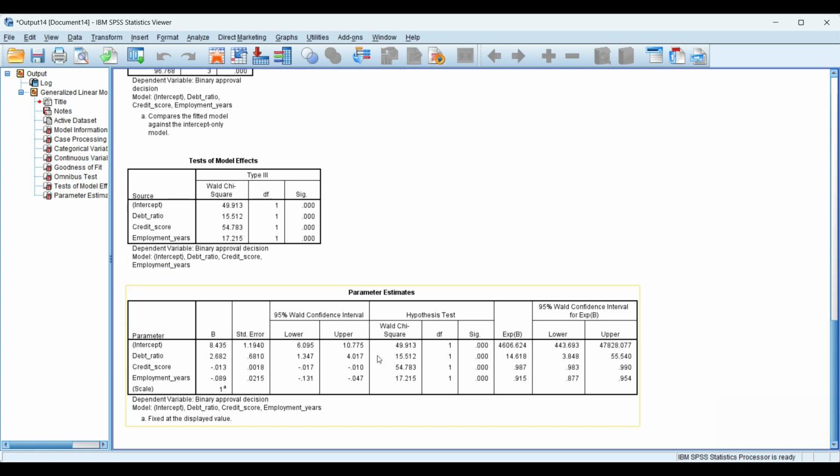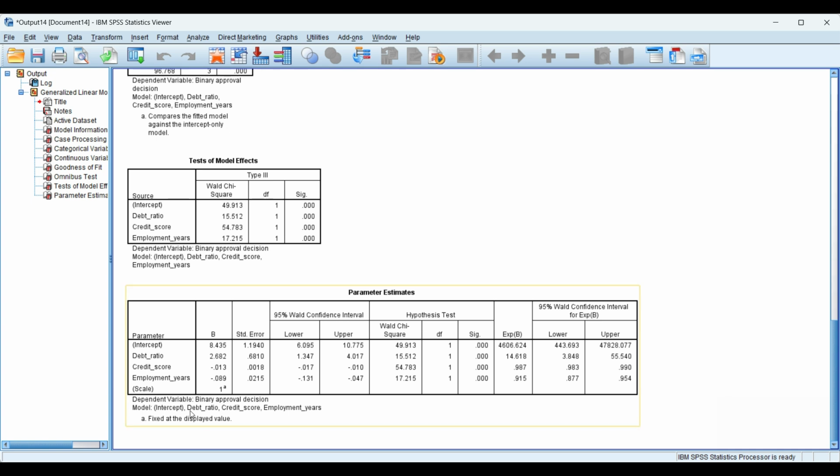So this is the main table we need to interpret to check the impact of the independent variables on the dependent variable. First we see the debt ratio, and we find that debt ratio was a significant positive predictor of loan approval, because the unstandardized beta value is 2.682 and the p-value is significant, and the odds ratio is 14.618. So it means the p-value is less than 0.05, so debt to income ratio significantly impacts the approval of the loan.